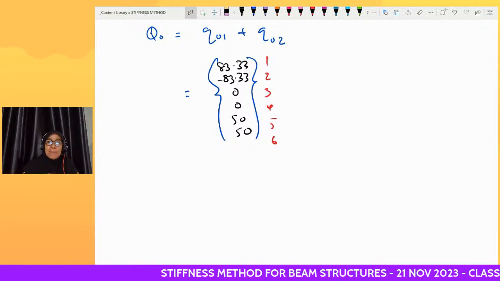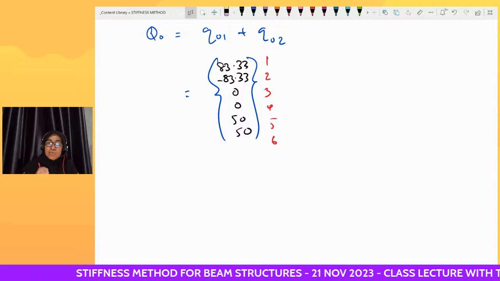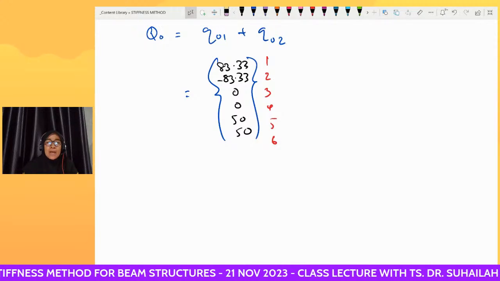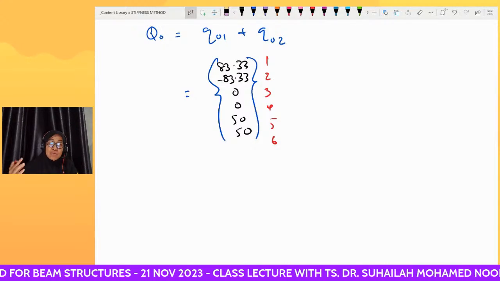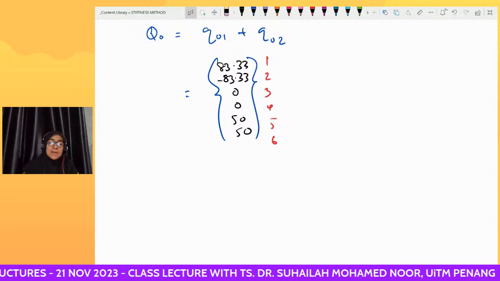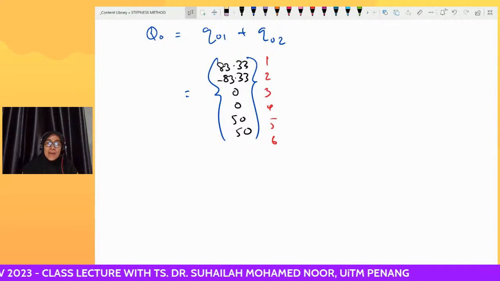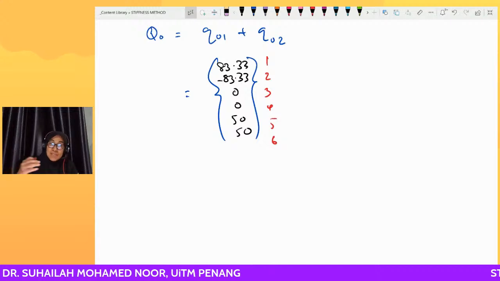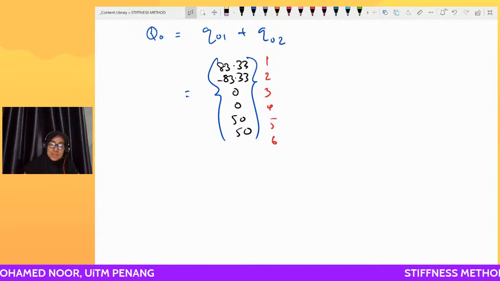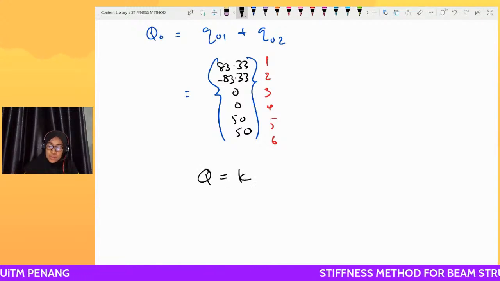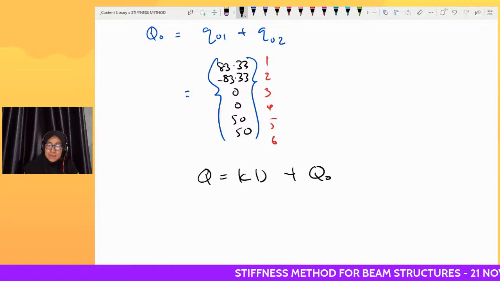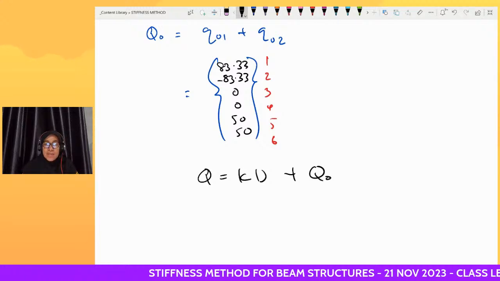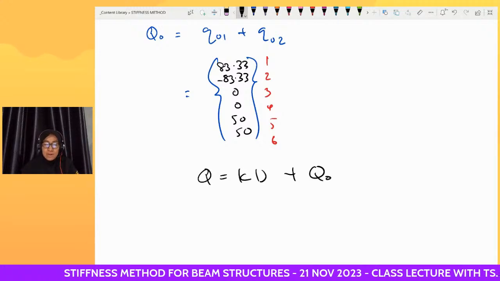We settle it part by part: we settle the Q part, and then we settle the Q naught part, under separate steps. After that we will substitute these into the equation Q is equal to KD plus Q naught.